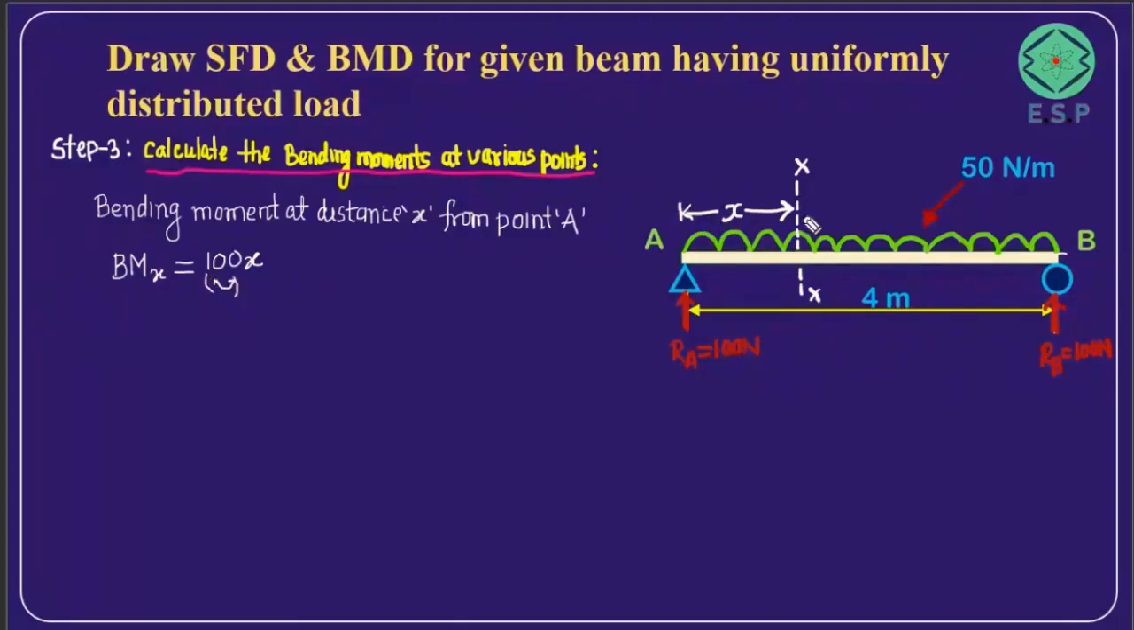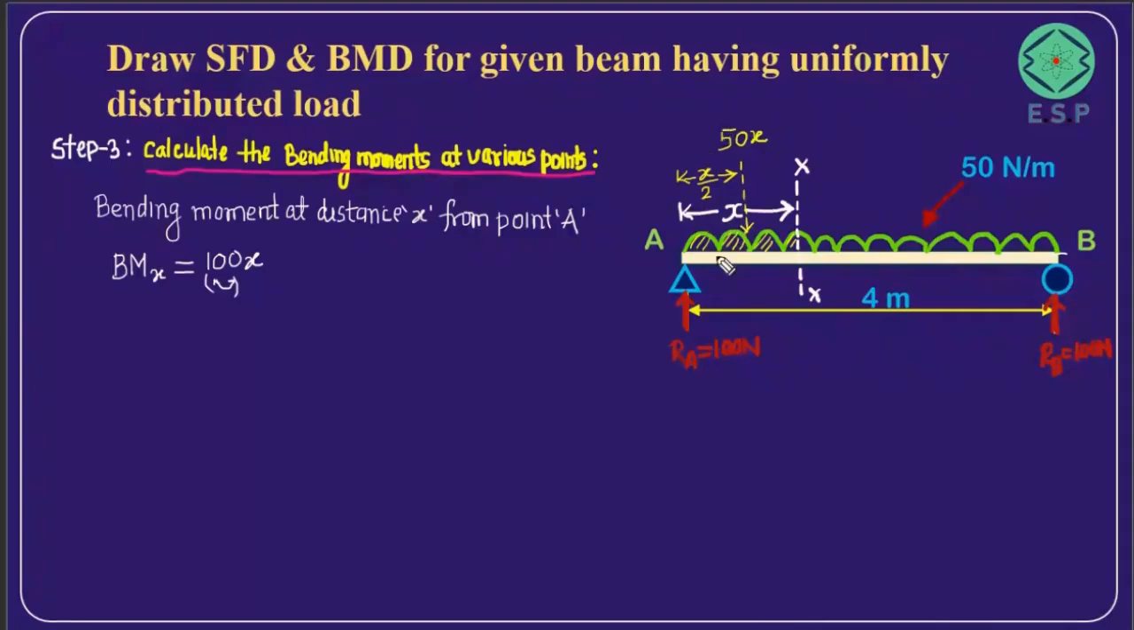Now if you take this particular section, this much uniformly distributed load is coming into the picture. So if I convert this uniformly distributed load into a point load, it will be something like this. So the intensity is 50, so 50 into x will be 50x. This is the point load equivalent of the uniformly distributed load, and it is going to act at a distance from here to here of x by 2, because this is always going to act at the center, at the midpoint of the length. So this length is going to be x, so it is going to act at distance x by 2.